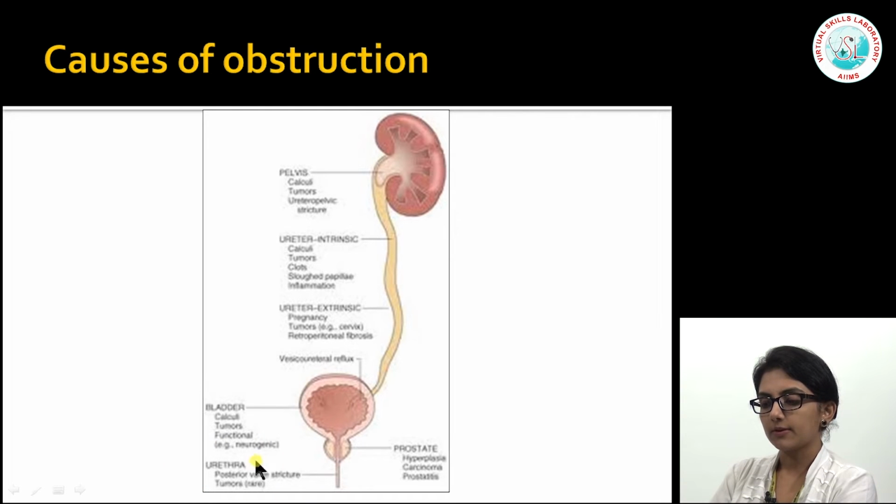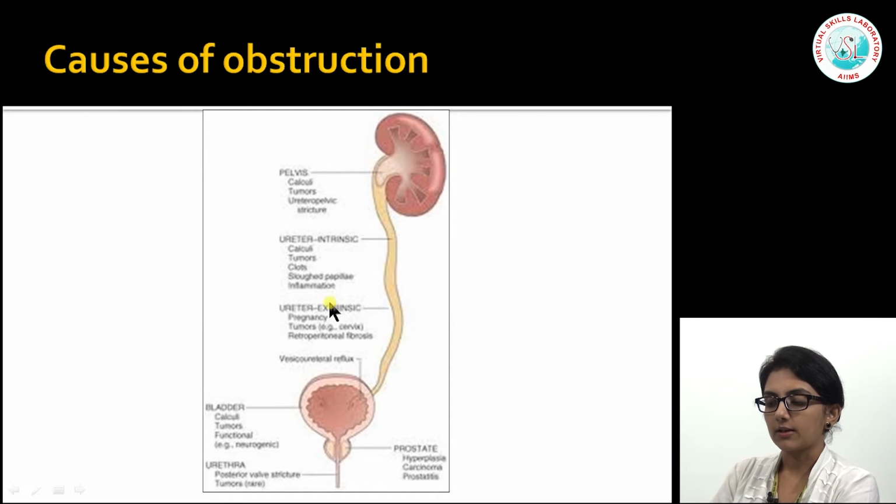If we start from the bottom in the urethra, a posterior urethral valve is a common developmental anomaly in children, particularly in males, which can predispose to obstruction. Rarely you can have tumors of the urethra in adults. If you look at the prostate, benign prostatic hyperplasia, an adenocarcinoma of the prostate, and sometimes even a severe prostatitis can predispose to obstruction. In the bladder, presence of calculi, bladder tumors, or just a functional problem in the bladder, which is what we call a neurogenic bladder in patients of diabetes, or if there's a spinal injury, that's obstruction.